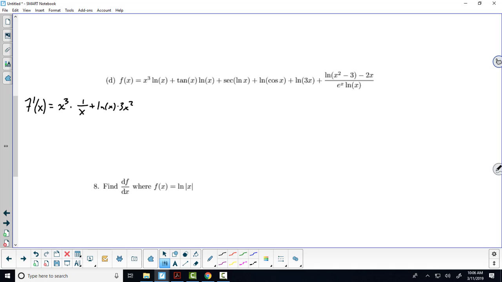Okay. Plus, now we're going to take the derivative of the tangent term. Oh, sorry, what do we have here? We've got another product rule, right? So it's the first times 1 over x plus the second. What was the derivative of the tangent? Secant squared. Okay.